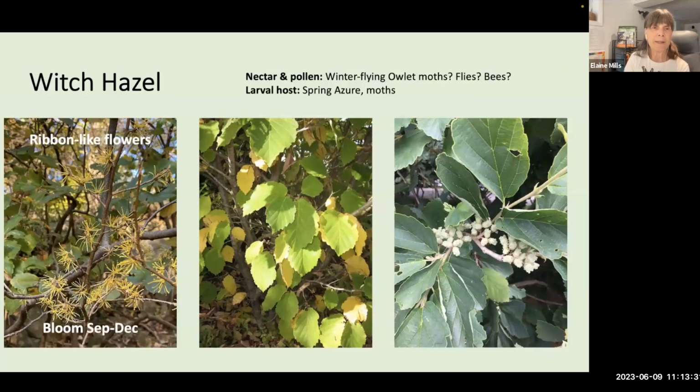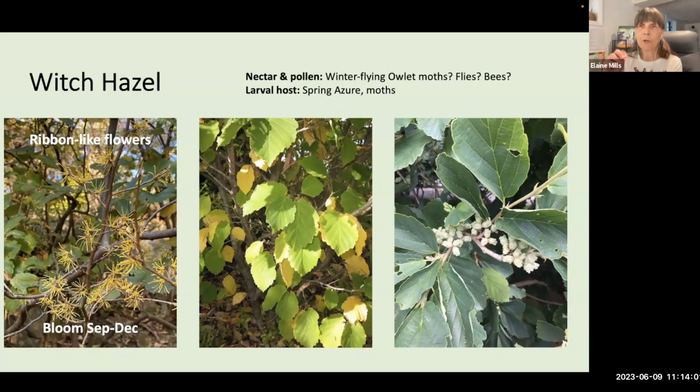Witch hazel has these very distinctive yellow ribbon-like flowers. They'll begin blooming in the fall and continue on into December. And there's been an ongoing study about which pollinators are actually doing the pollinating. There's some conjecture that it might be the winter flying owlet moths. These particular insects can thermoregulate. In other words, their bodies can function even in freezing temperatures.